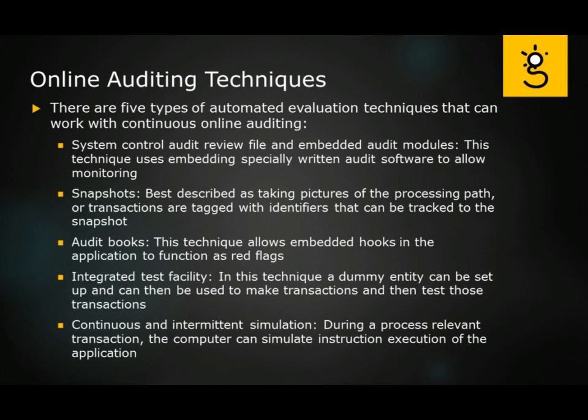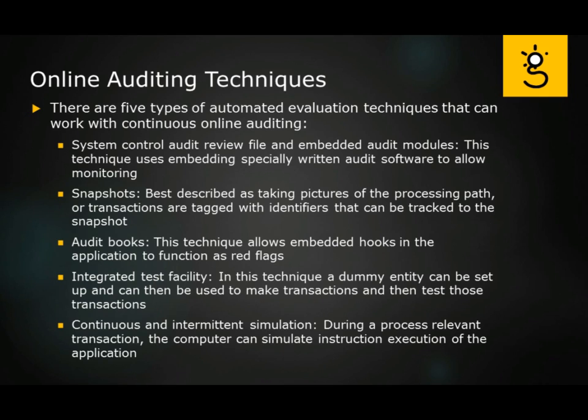There are 5 types of automated evaluation techniques that you can use that would work with a continuous online auditing approach. The first, long name, System Control Audit Review File and Embedded Audit Modules. What does that mean? This technique is going to use embedded, specially written audit software to allow monitoring. That means code written into this entire process.